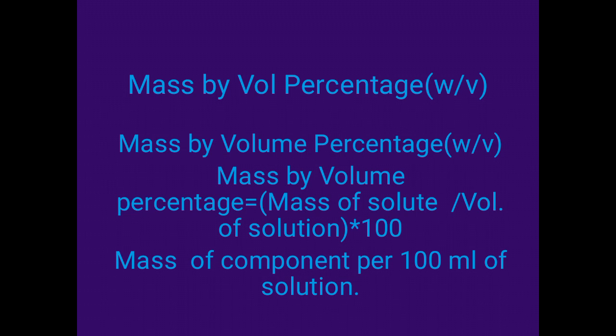Mass by volume percentage is equivalent to mass of solute upon volume of solution into 100. Getting my point? So mass is of solute and volume is of solution into 100. Clear? So mass by volume is defined as the mass of component per 100 milliliter of solution.